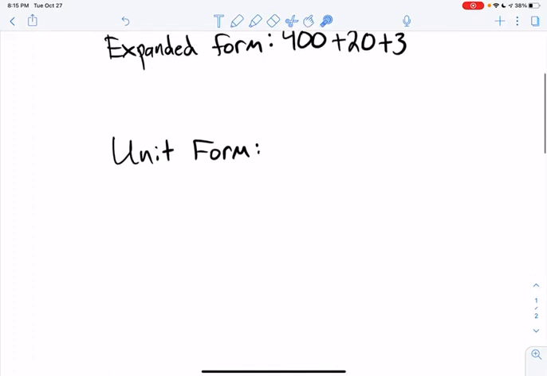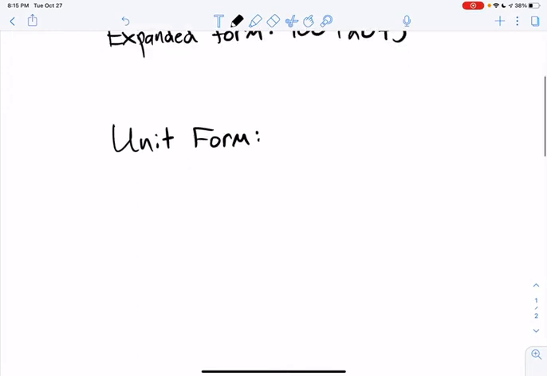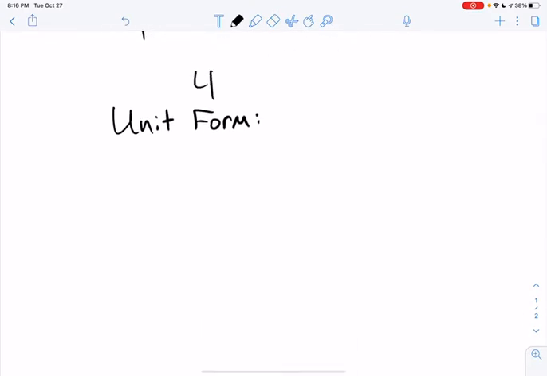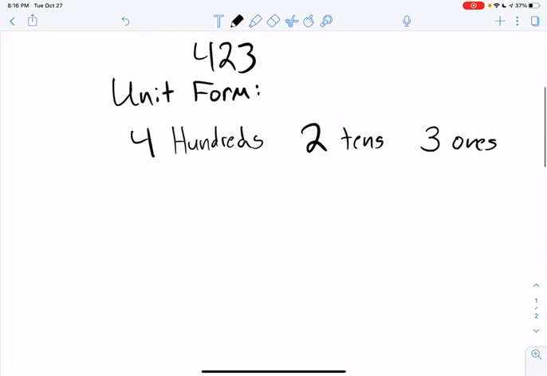Now, unit form is a little interesting because with unit form, what we're looking at is writing it out. So, for example, when we have 423, we have hundreds, tens, and ones. How many hundreds do we have? We have 4 hundreds. How many tens do we have? We have 2 tens. And how many ones do we have? We have 3 ones. And this is what we're talking about with unit form.